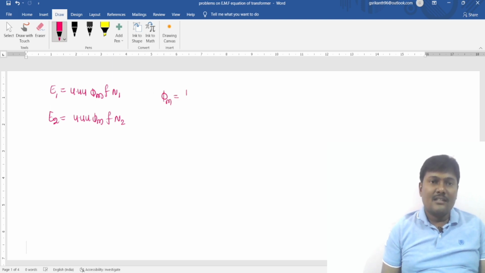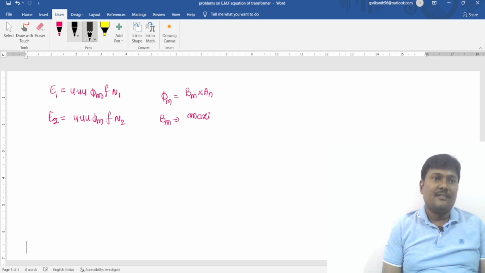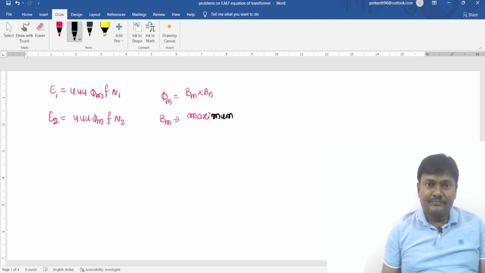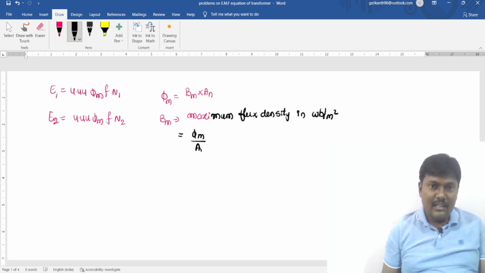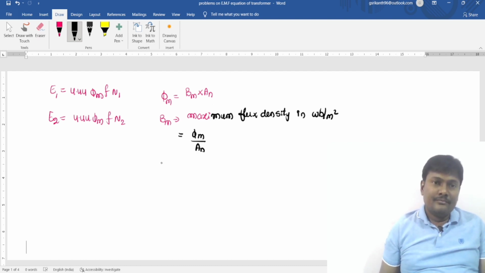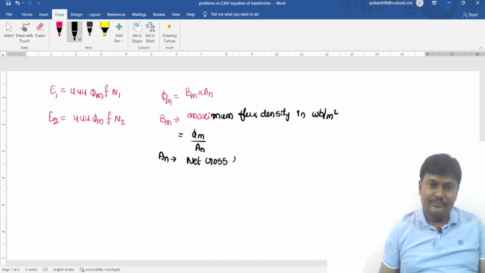The Φm is called the maximum value of flux that can be written as Bmax into An, where Bmax is the maximum flux density in Weber per meter square. That should be equal to Φmax divided by An, where An is the net cross sectional area of the core.